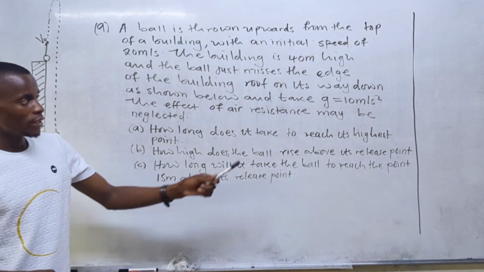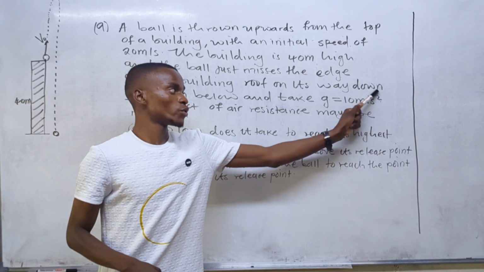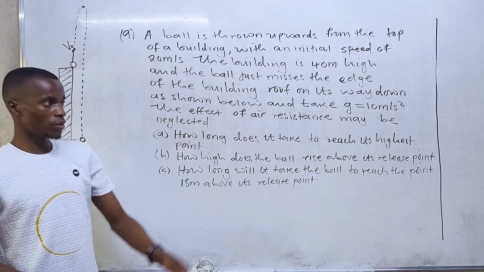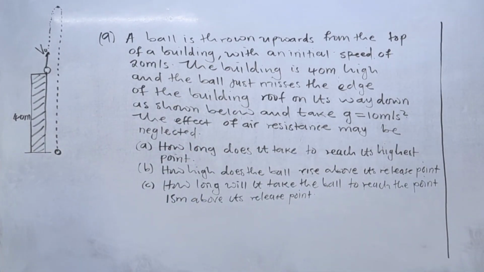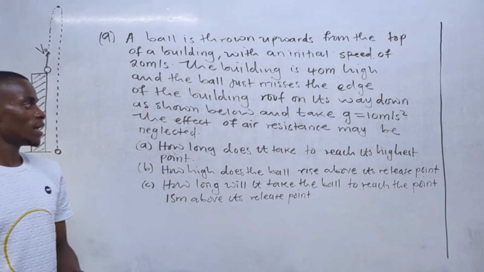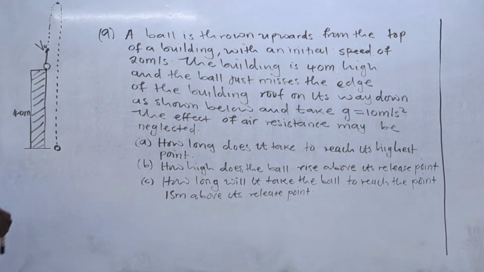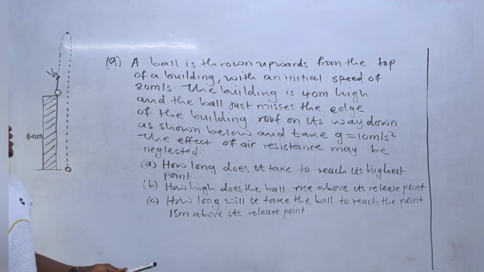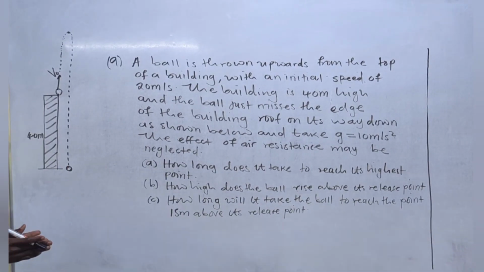In this case, they've already specified that g has to be 10. It's not a mandate that you should always take g to be 10, unless they specify that g has to be equal to 10. The effect of air resistance may be neglected. No need of considering the air resistance. Like we said already, acceleration due to gravity is the only force acting on this. When it has been projected upwards, acceleration due to gravity, g, has to be negative. If it was projected downwards, we're supposed to take that one to be positive.